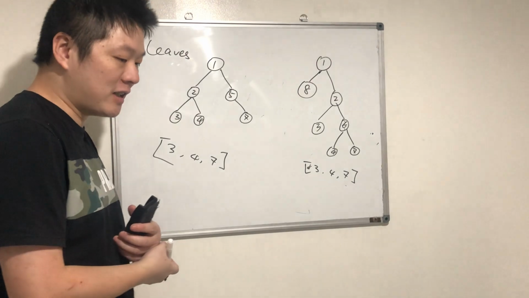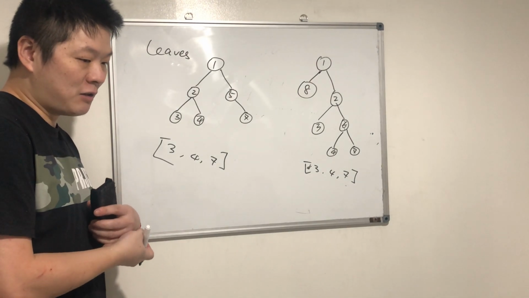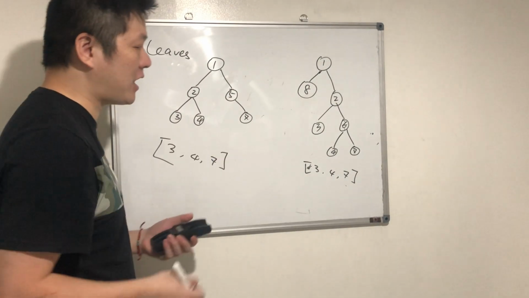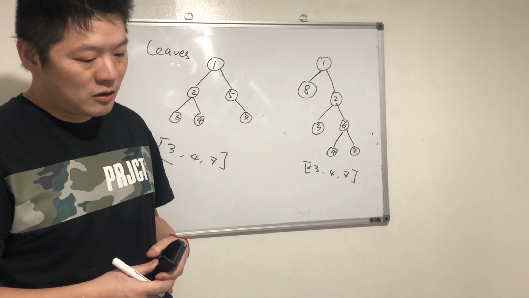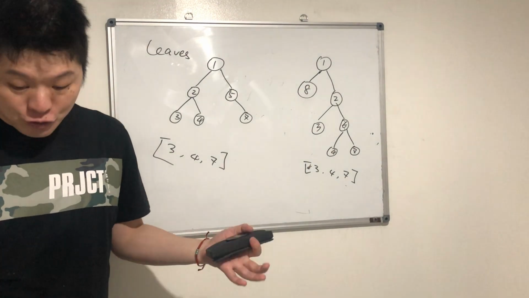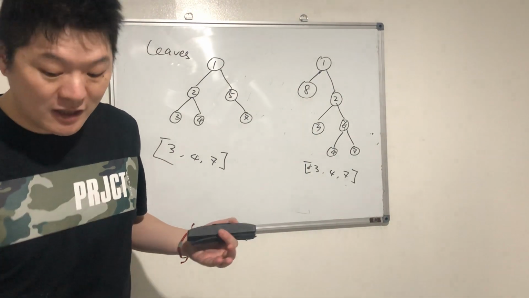And how do we check the leaves? First of all, how do we check if the node is a leaf? It has no children. Yes, exactly. If a node has no children, it's a leaf.